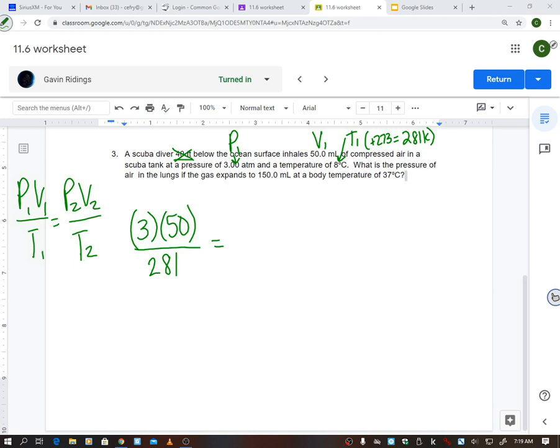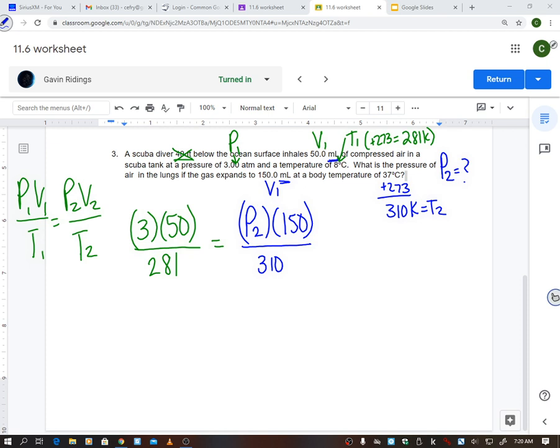All right, so now let's look at the rest. I'm going to do a different color for that. What is the pressure? That's what I'm looking for. What is my P2 of air in the lungs if the gas expands? So there's my V2, 150 milliliters, at a body temperature of 37. Now remember, I'm going to add 273 to this, so that is 310 Kelvin, and that is my T2. All right, so let's plug these numbers in. I do not know my pressure. I do know my new volume is 150. Here's the big thing: every time I do this, I check to make sure they're in the same unit, so I'm good. And then I'm going to put my temperature down here on the bottom.